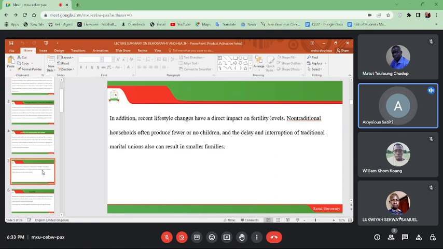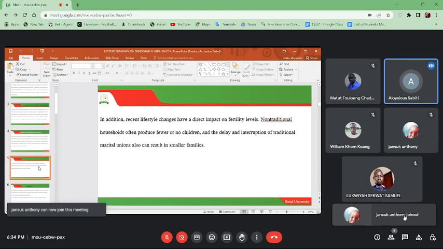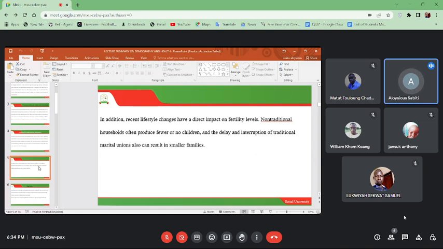In addition, the recent lifestyle changes have a direct impact on fertility levels. The recent lifestyle change, we're seeing how it is affecting fertility levels. So non-traditional households often produce fewer or no children, and the delay and interruption of traditional marital unions also can result in smaller families. So you're seeing that modern households have adopted different modern family planning methods. They have adopted different styles, and therefore we see a trend that if the marriage is non-traditional, we're seeing no or fewer children, and this is acceptable.